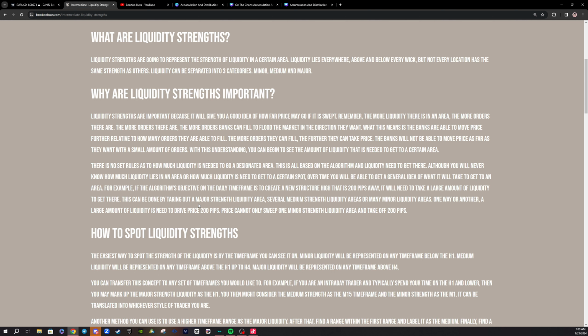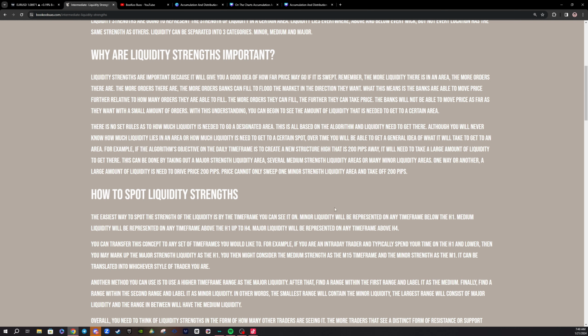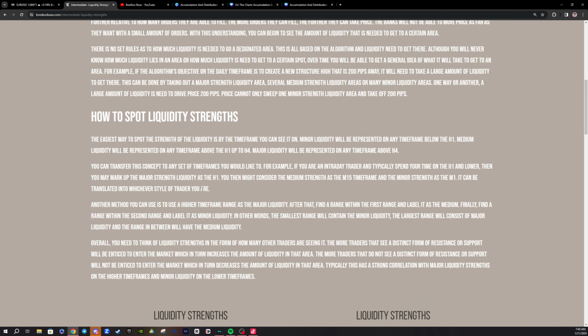For example, if the algorithm's objective on the daily time frame is to create a new structure higher high that is 200 pips away, it will need to take a large amount of liquidity to get there. This can be done by taking out several major strength liquidity areas, or a major strength liquidity area and several medium strength liquidity areas, or many minor liquidity areas. One way or another, a large amount of liquidity is needed to drive price 200 pips. Price cannot only sweep one minor strength liquidity area and take off 200 pips. I will break that down a little bit more if I need to after I break this down.